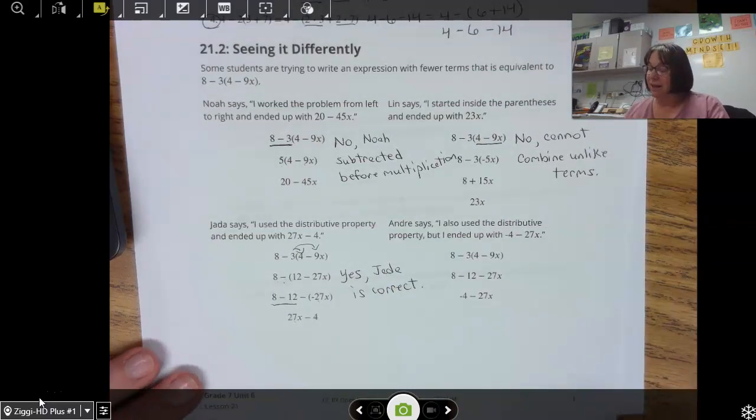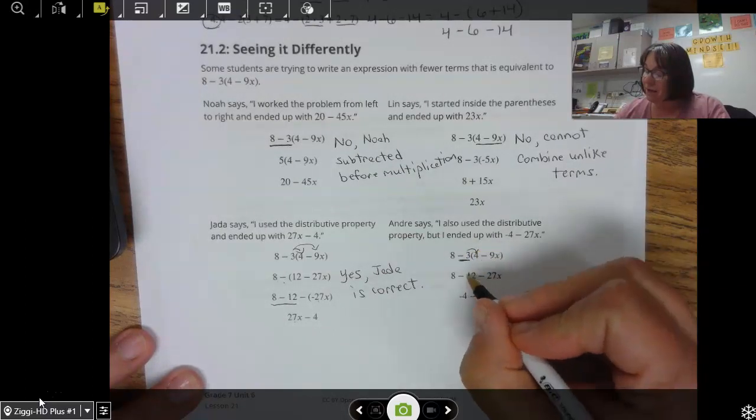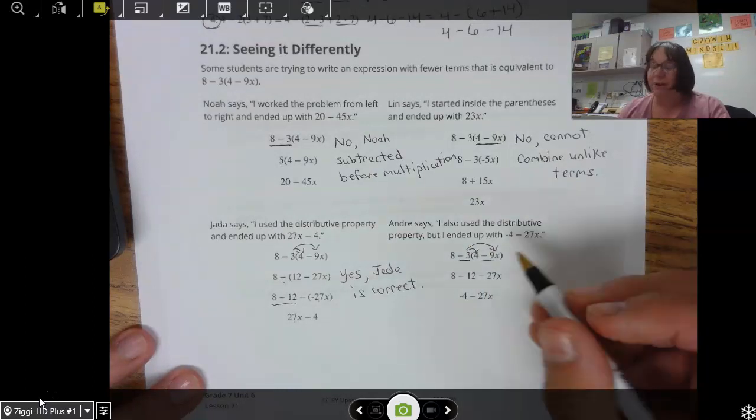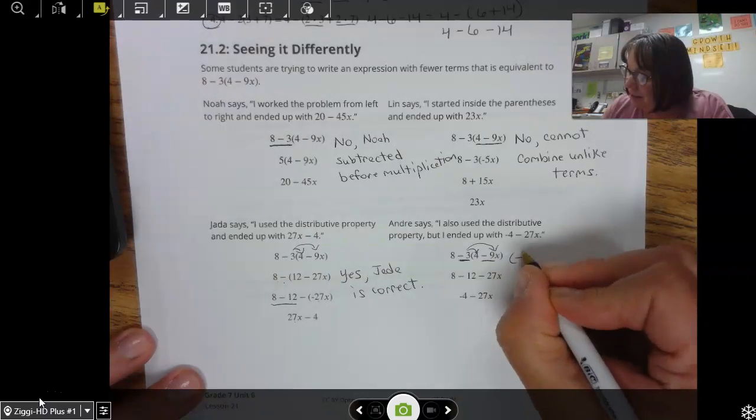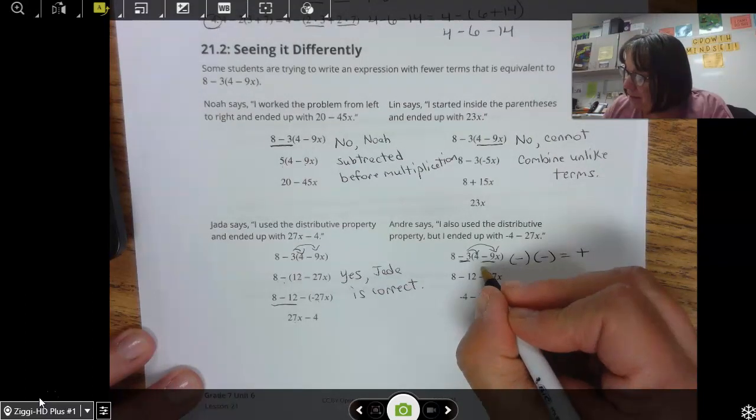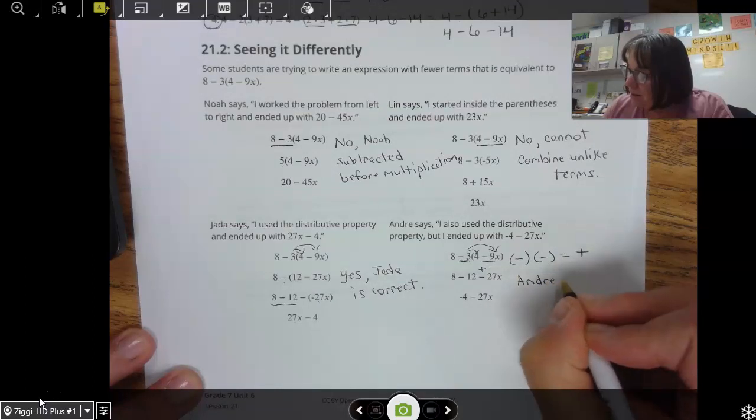Okay, and then Andre was the last one. He used the distributive property, but ended up with negative 4 minus 27x. So let's see, he distributed negative 3 times 4. He took his negative 3 times 4 to get negative 12. And then negative 3 times negative 9x, which should have been a positive, and he got a negative 27. So a negative times a negative should have been a positive. So this should be plus. So Andre was incorrect.